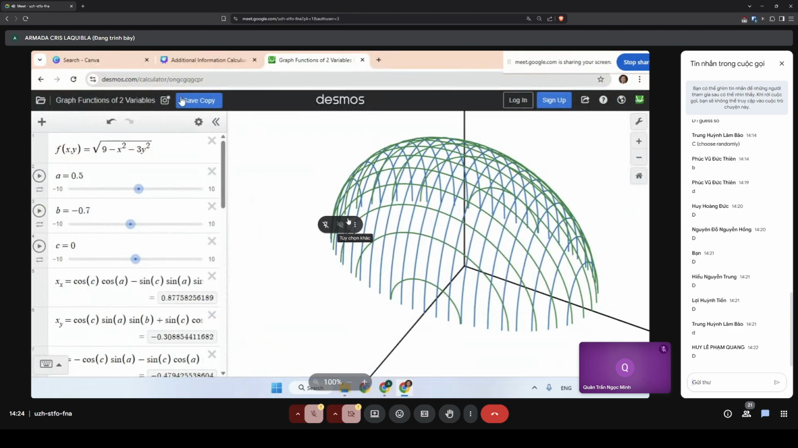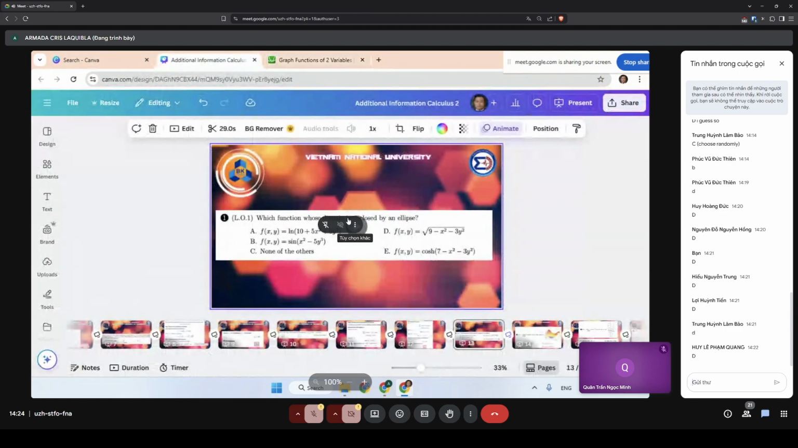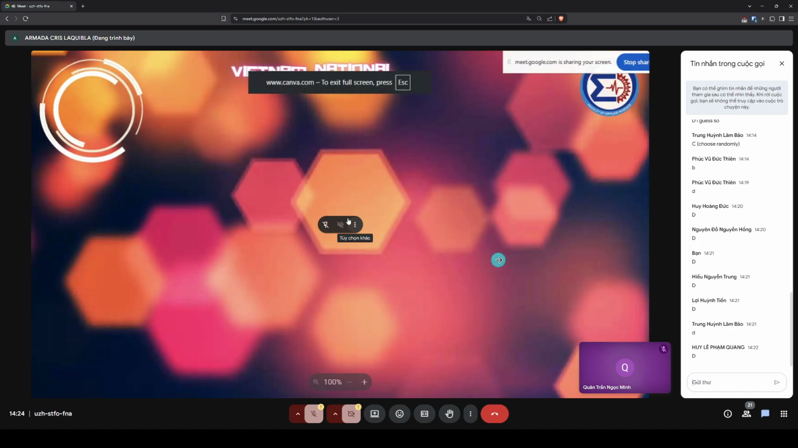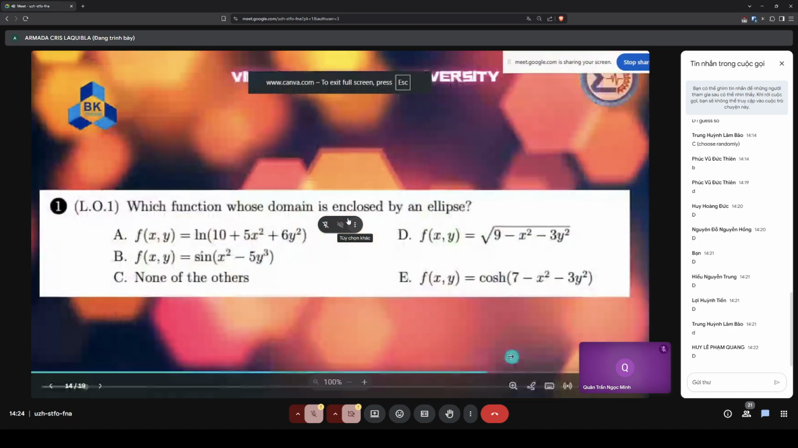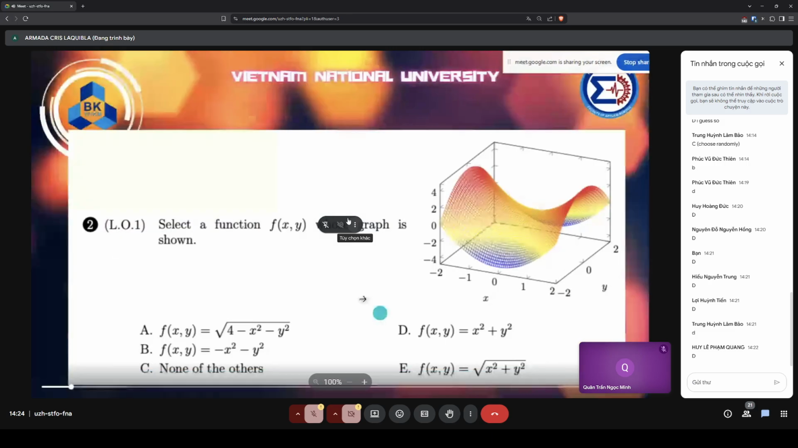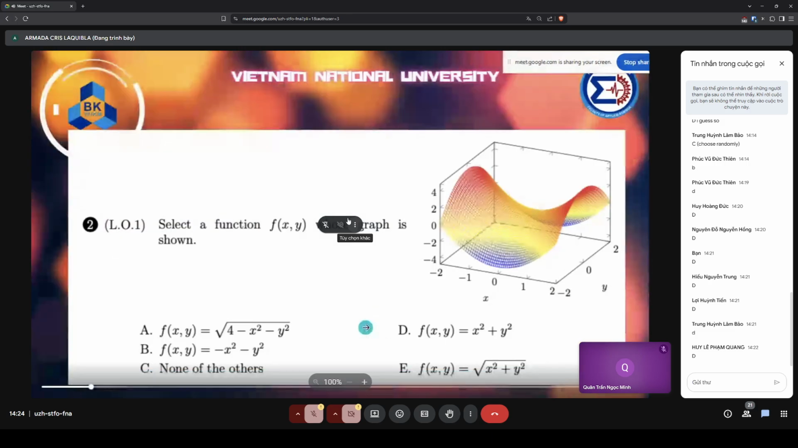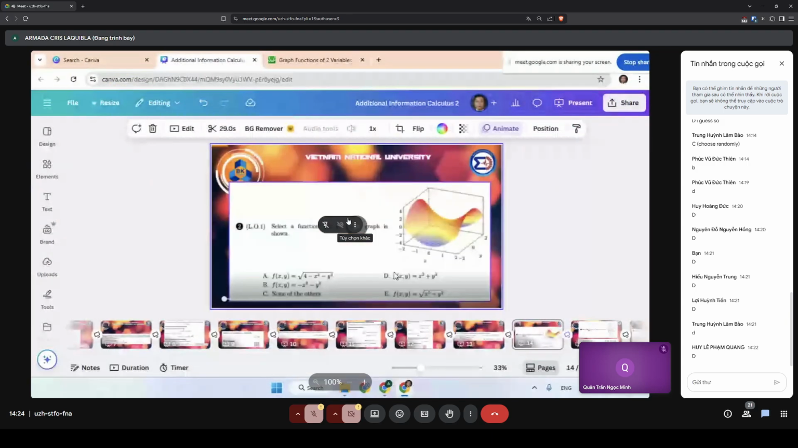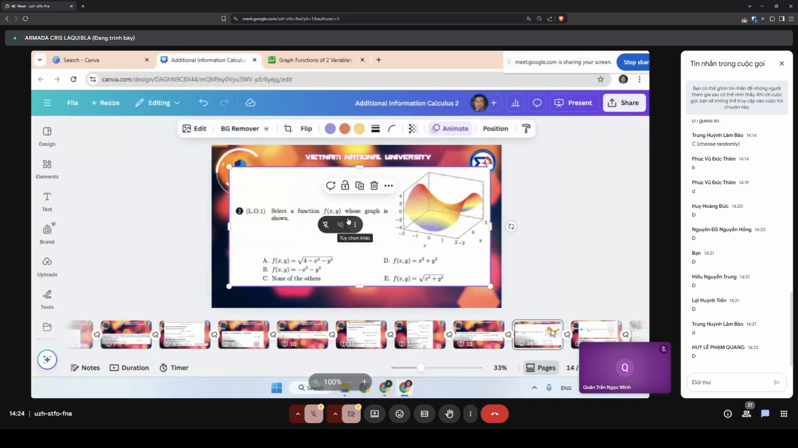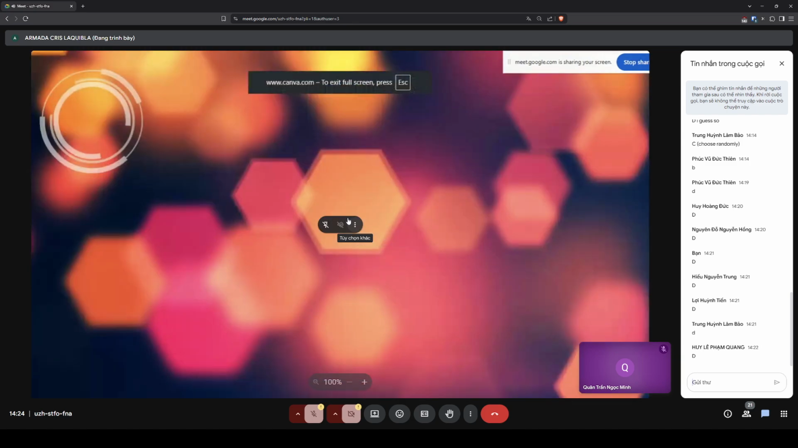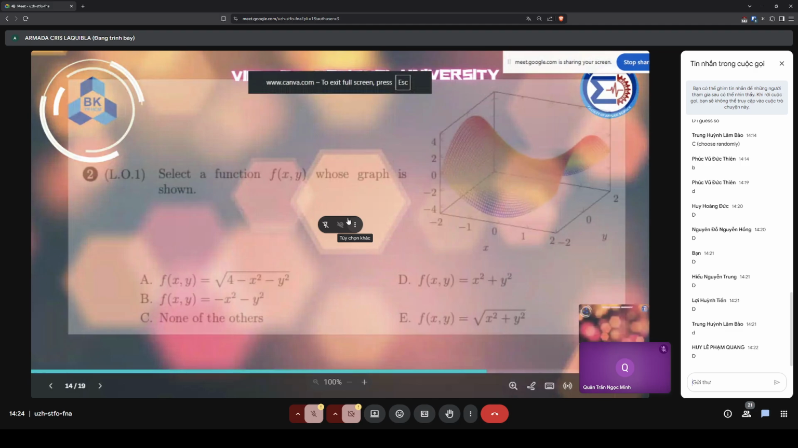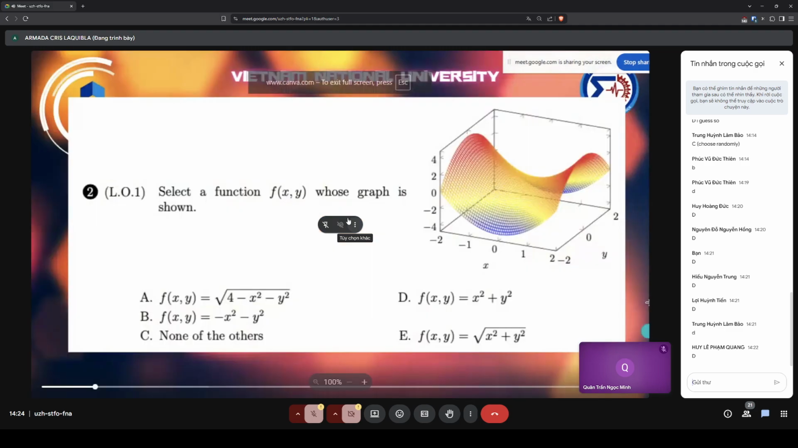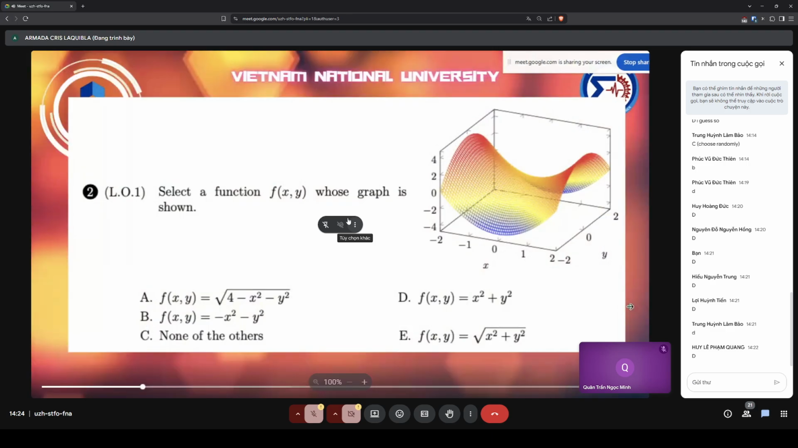Oh, where's the slide? It's here. So the answer there is letter D. Next, how about this? Select a function f of xy whose graph is shown there. Go. I will give you like 5 minutes. Is it okay?